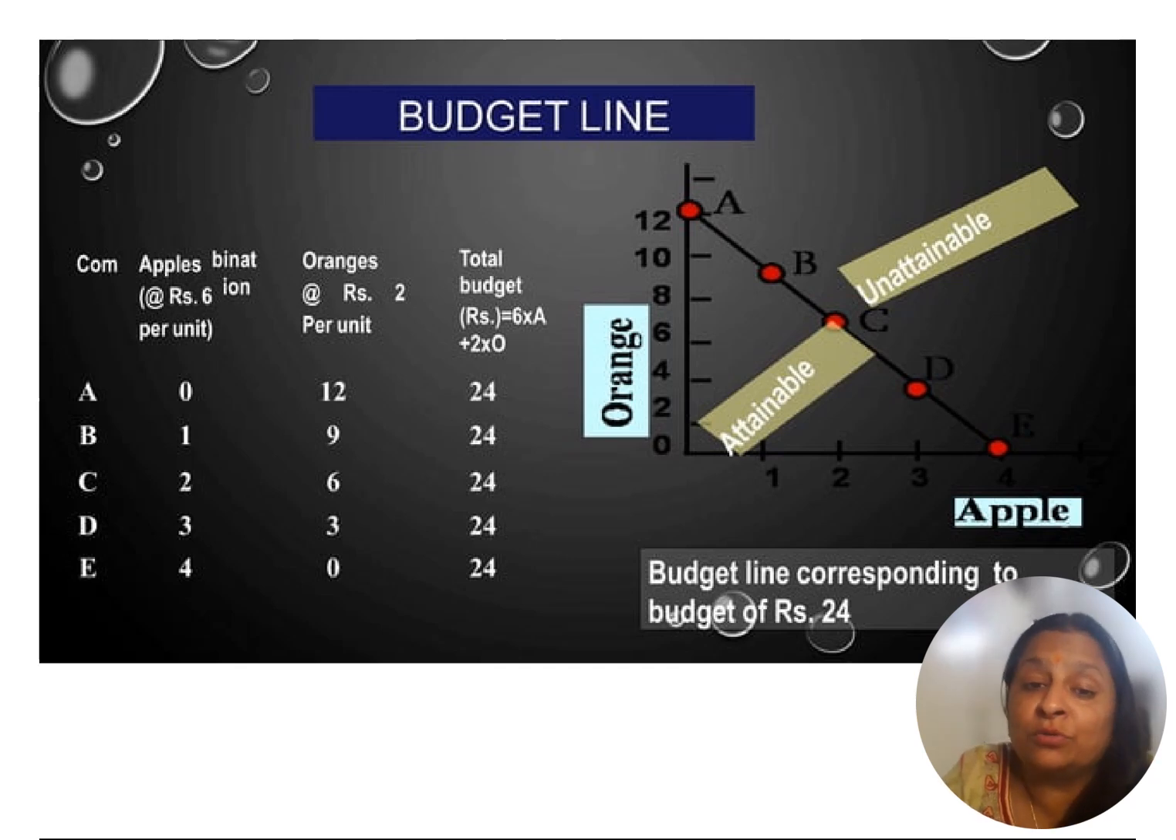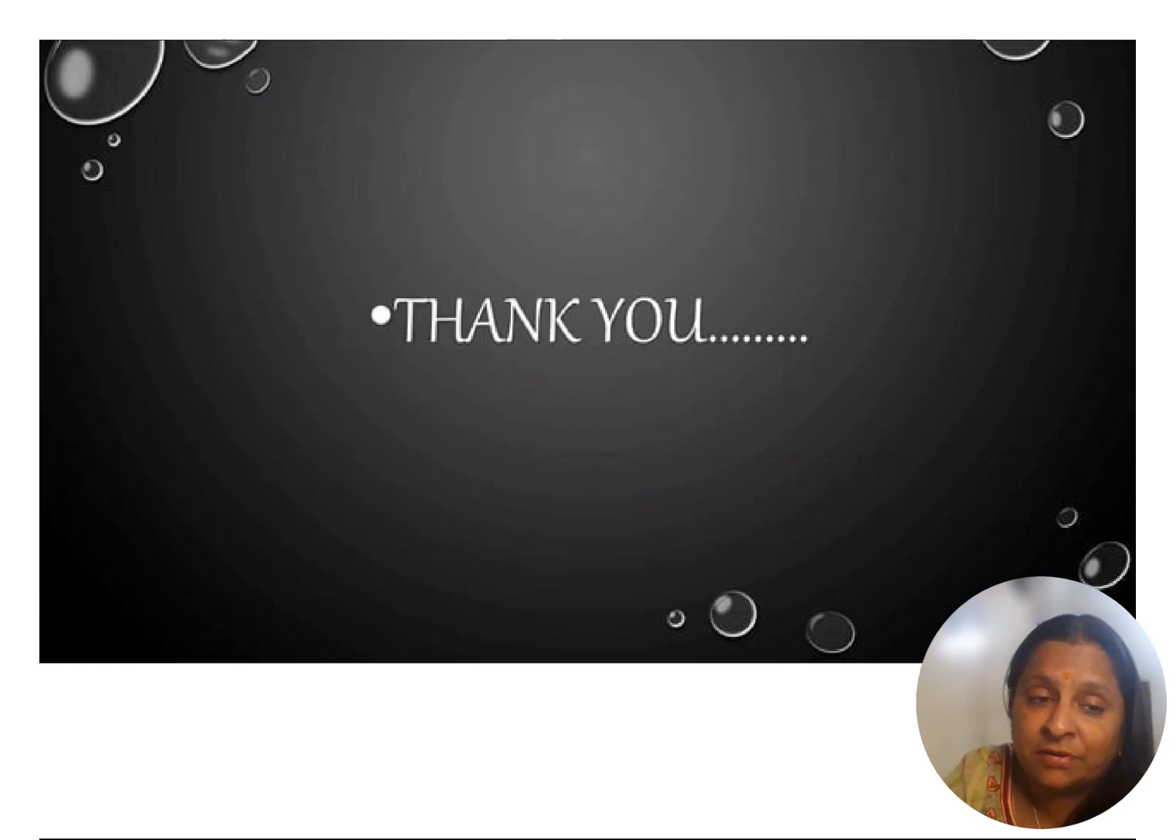I am not able to take this within the budget line, and within the indifference curve I am in equilibrium, meaning where our budget line and our indifference curve meet, that point is the consumer equilibrium.